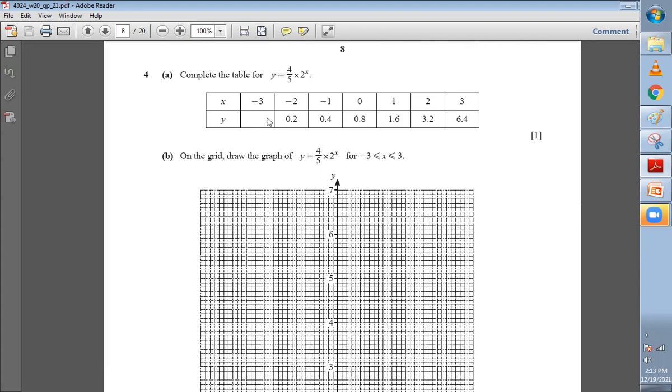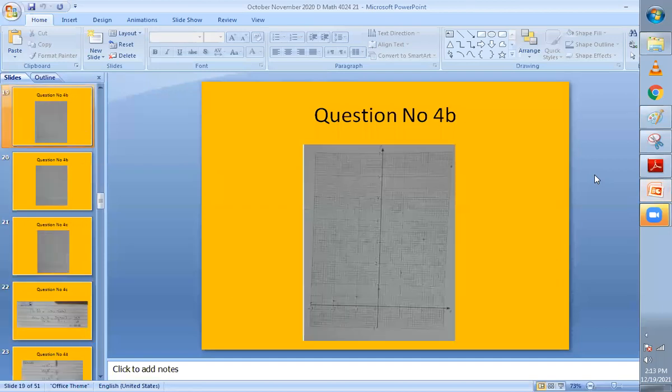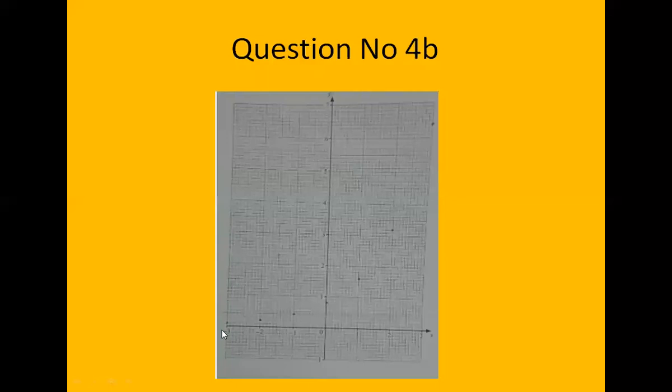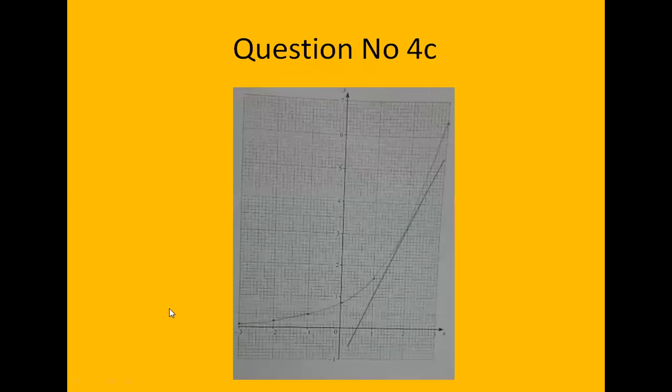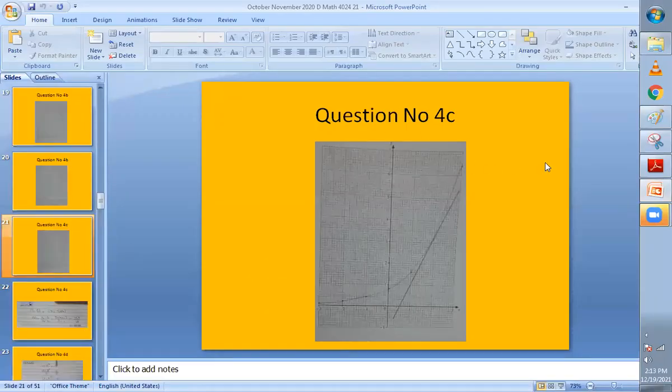We will plot these points. At -3 it is 0.1, at -2 it is 0.2, at -1 0.4, at 0 0.8, then 1.6, 3.2, and at 3, 6.4. Let me show you. We will plot them. This figure might not be that visible to you, but you can see here I put those dots. Those dots have been plotted here, and then I will join them with a smooth curve. I have tried to show you how this is done. Okay, so that's the next part.